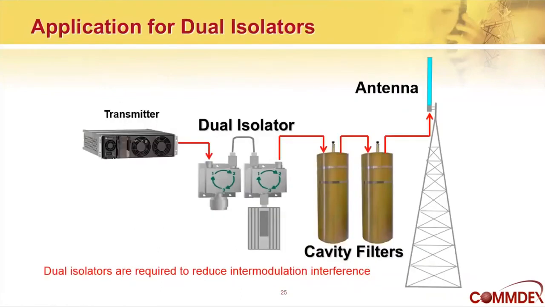So here's one application where they get used. If you want to keep a nice clean signal and keep that transmitter noise down, you can build a system that has your transmitter. It goes through your dual isolators, and then it goes into your cavity filters, where it either passes the signal you want or notches the frequency you don't want, and then goes to the antenna. I'm going to talk about this when we talk about intermodulation interference, how we can use these isolators and cavity filters.